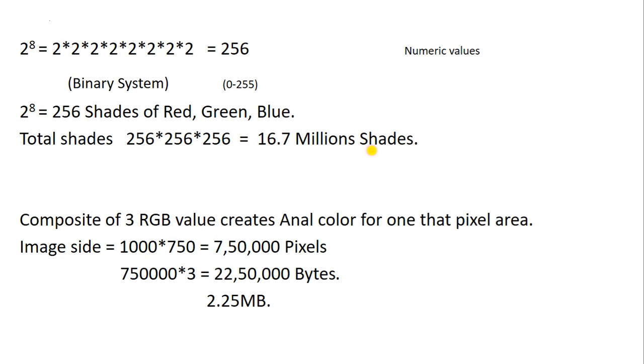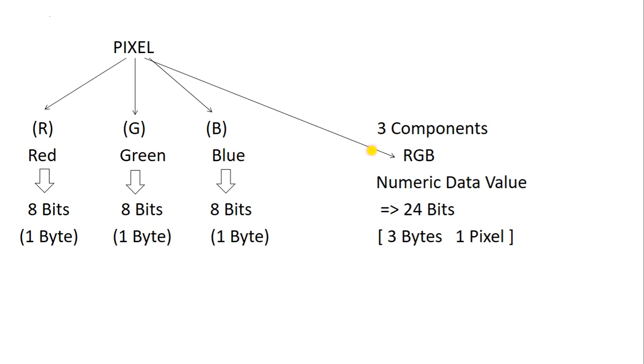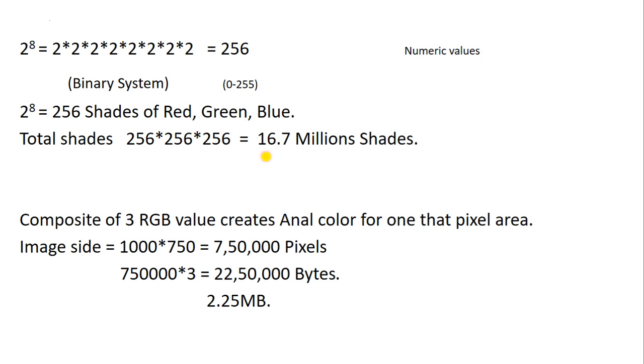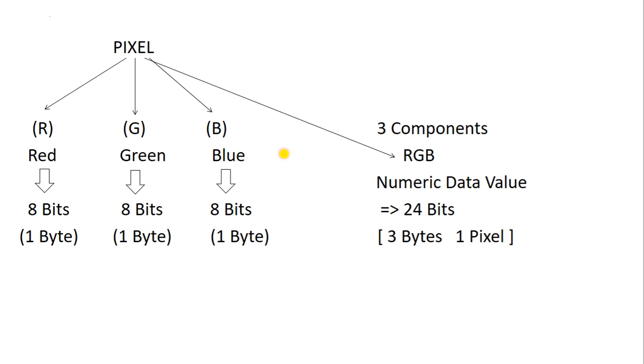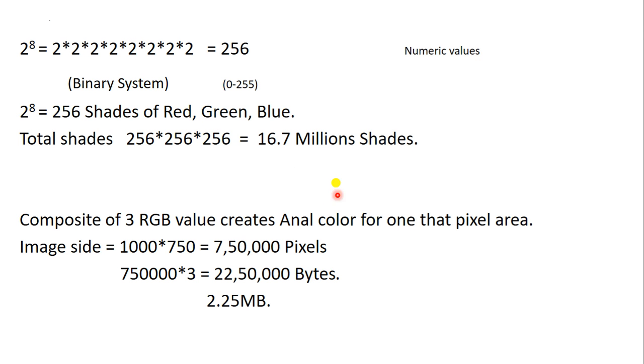16.7 million shades will become. Just now I told that red has 256 shades, and green and blue also have 256 shades. If we multiply these three, we get 16.7 million shades. It means that many different colors are there that we can put in each pixel. In each pixel we can put one of the 16.7 million colors.